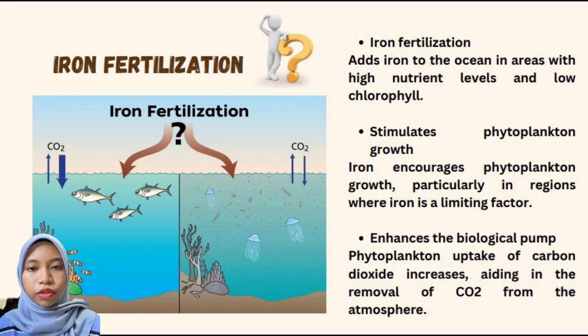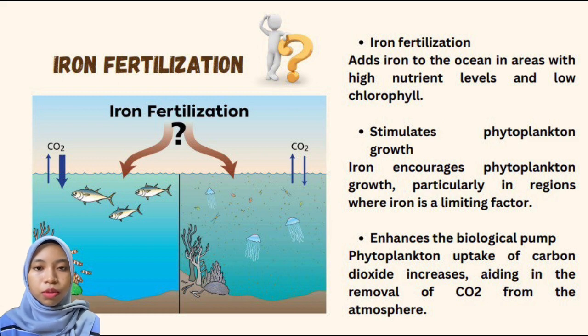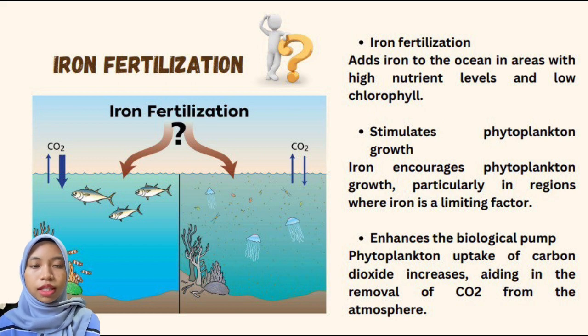Iron fertilization refers to the artificial addition of iron to the ocean, particularly in high nutrient, low chlorophyll regions, with the goal of stimulating phytoplankton growth and enhancing the biological pump to sequester more carbon dioxide from the atmosphere. This is based on the iron hypothesis proposed by John Martin in 1990, which suggests that increased iron input during the last glacial maximum relieved iron limitation in the ocean and substantially enhanced the biological pump, leading to lower atmospheric CO2 levels.